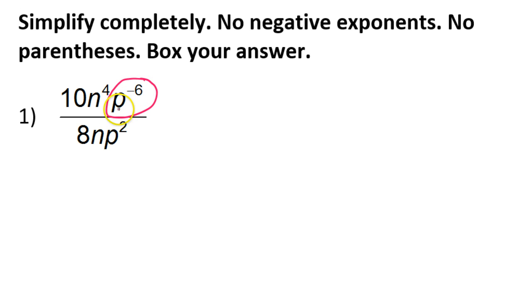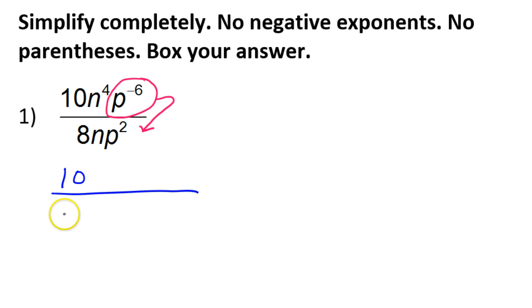If you see a negative exponent, it means that expression is on the wrong side of the fraction and it's going to wind up being moved. So this is the only thing with a negative exponent. This is going to wind up moving to the denominator. If it was in the denominator, I would move it to the numerator. So I'm just going to make that one change so you can see what I'm doing.